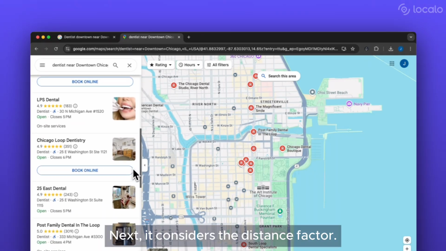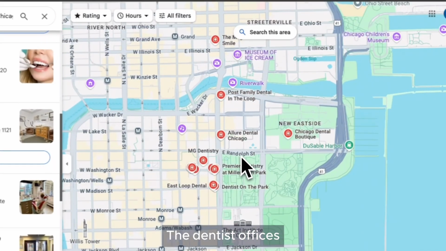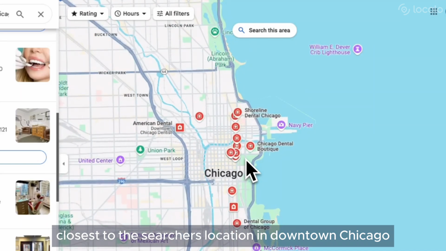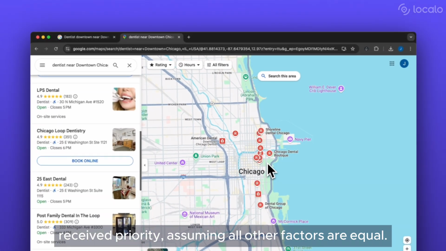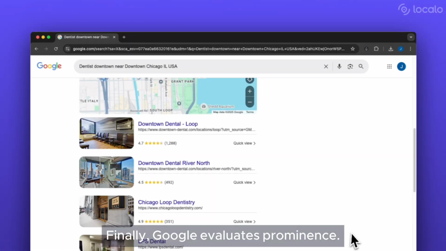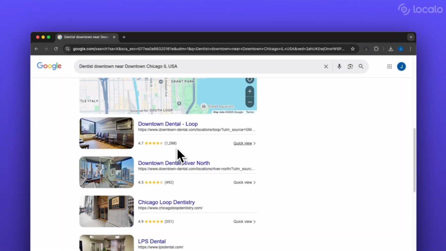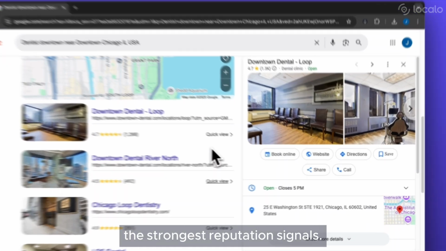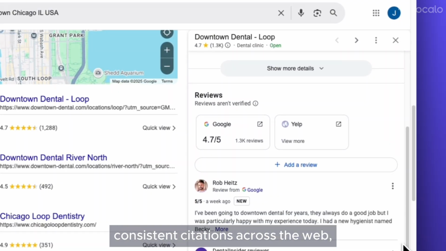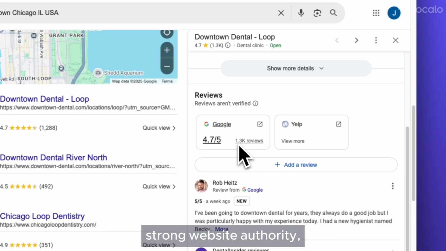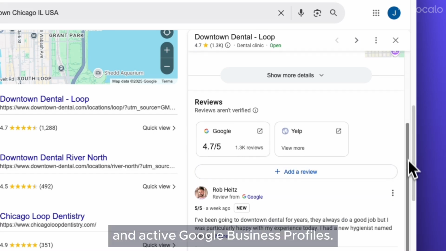Next, it considers the distance factor. The dentist offices closest to the searcher's location in downtown Chicago receive priority, assuming all other factors are equal. Finally, Google evaluates prominence. It looks at which dental practices have the strongest reputation signals, those with more positive reviews, consistent citations across the web, strong website authority, and active Google business profiles.